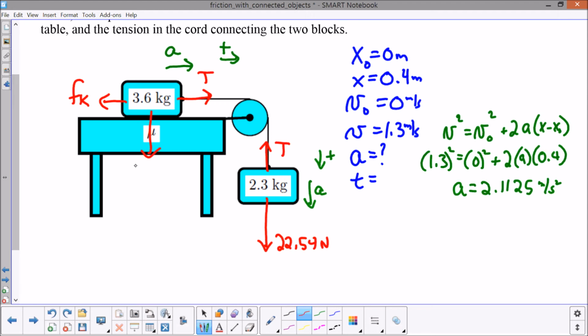I also know that this block that's on the table has a weight of 3.6 times 9.8, or 35.28 newtons. And the normal force of the table pushing up on that block is also going to be 35.28 newtons. Again, nothing else is acting in that perpendicular direction, so the normal force here balances out the weight.